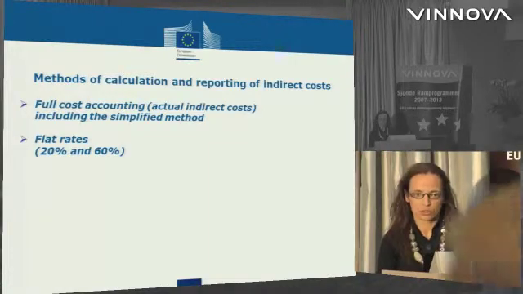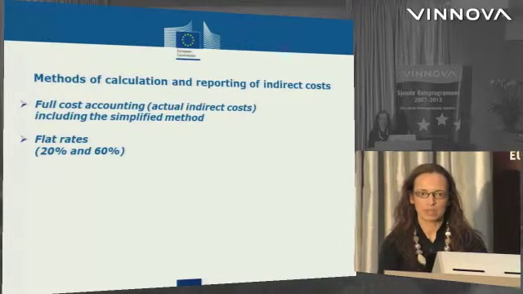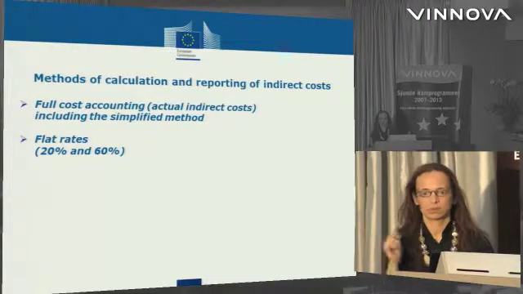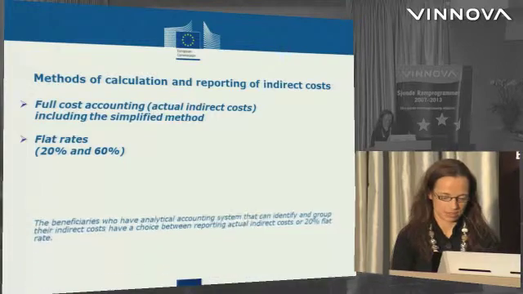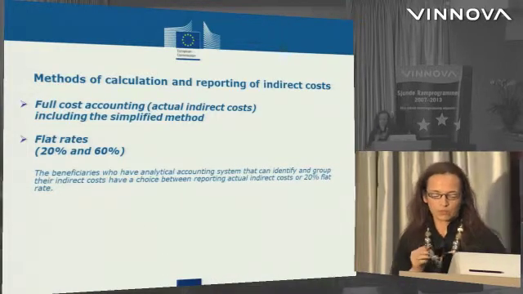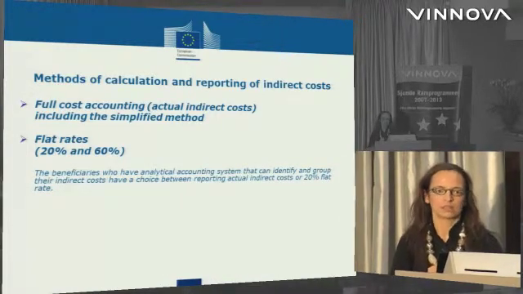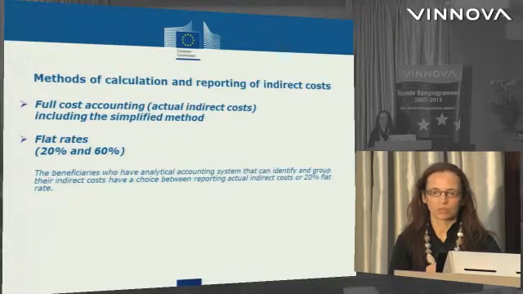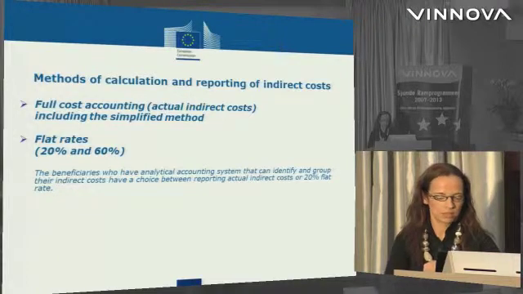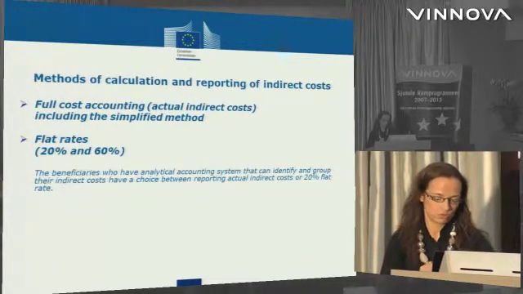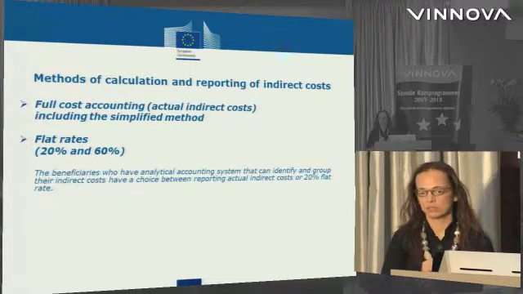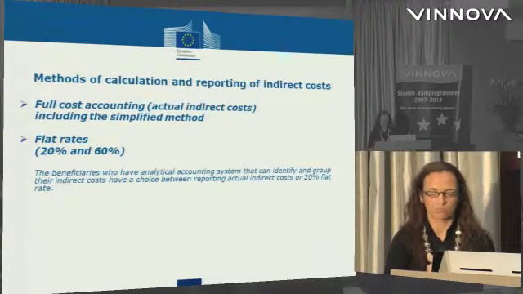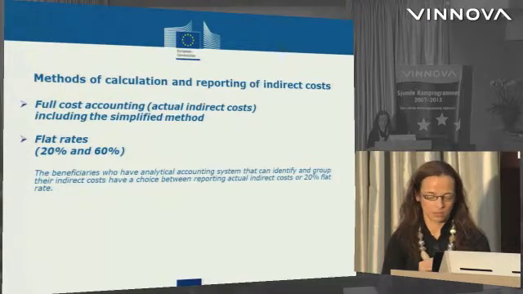Flat rates are split into 20% for everybody and 60% available to the institutes that are defined in the grant agreement and the SMEs. So the beneficiaries who have an analytical accounting system, this means that they would be able to account and identify every penny that they spend. They need to use the usual accounting practice, which is analytical accounting, but they may as well decide to use the indirect cost of flat rate of 20% indirect costs.